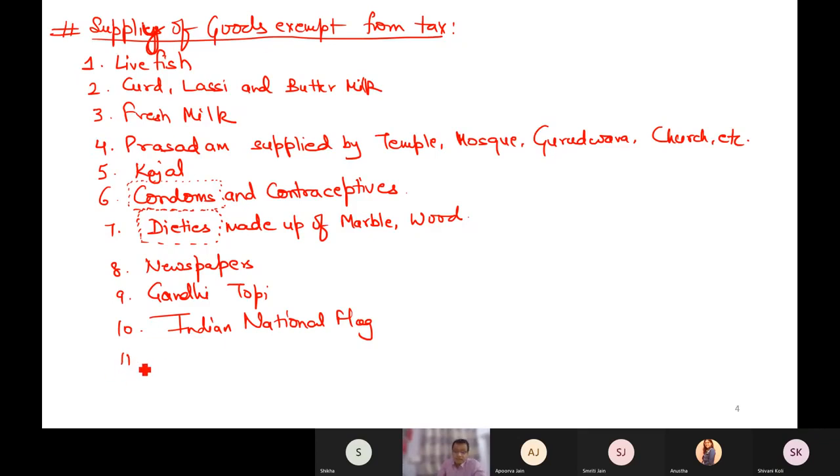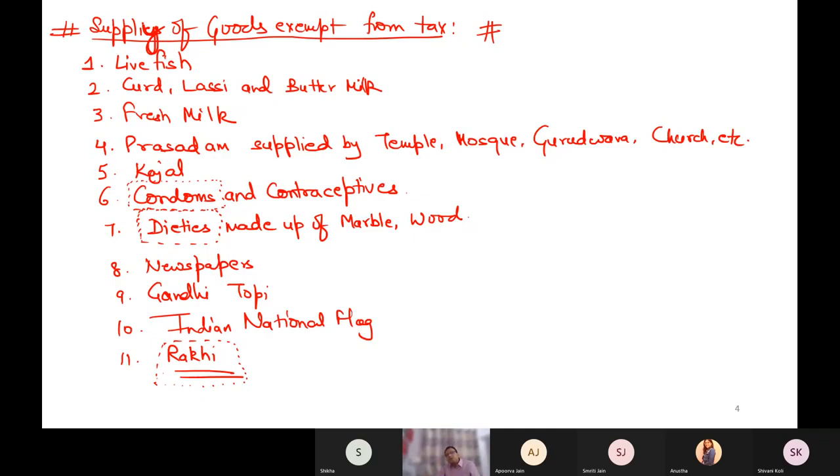Rakhi. Rakhi is of course the festival. This festival, again, it is basically to make sure that the purpose is to preserve the human feelings also. So Rakhi also has been made tax free for the purpose of GST. Now these 11 examples are more than sufficient. You should learn these. That these are the supply of those goods.